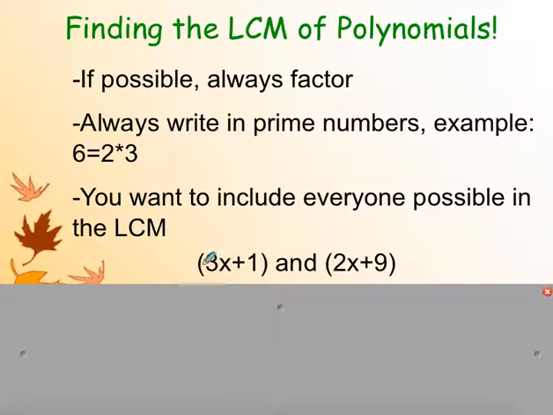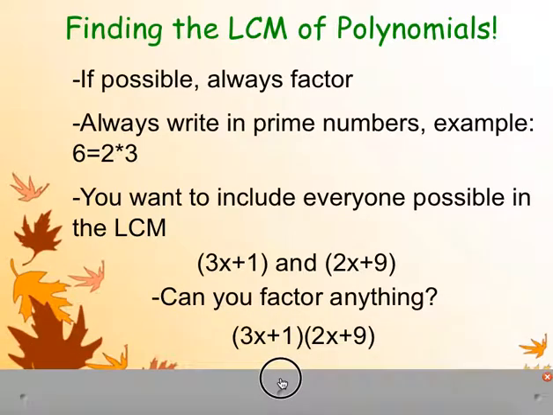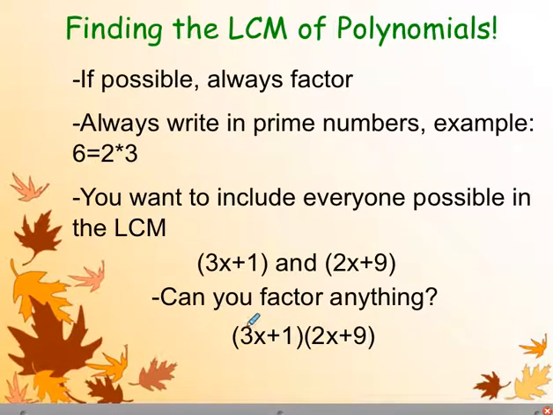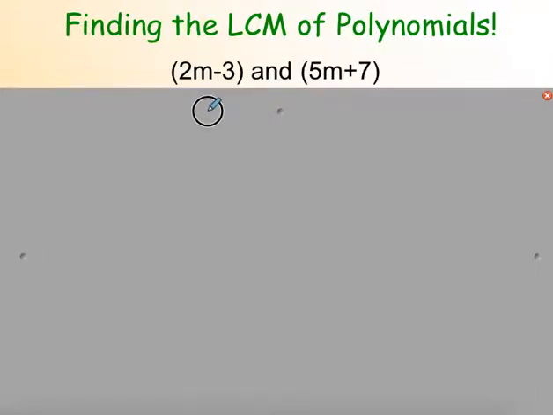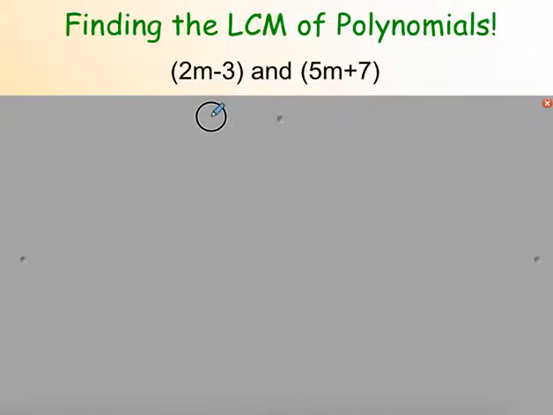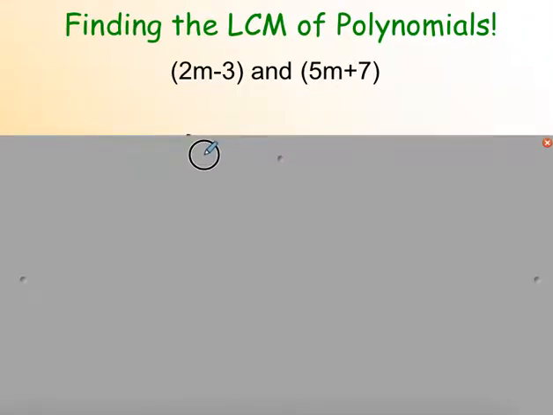So if we have something like 3x plus 1 and 2x plus 9, we can't factor either of those, but we have to represent both of them in our least common multiple. So we would multiply them together. Okay? And you can use your multiplication of binomials to multiply that out using things like FOIL or a box method. Okay, so finding the least common multiple of these two, 2m minus 3 and 5m plus 7, well, we can't factor anything, so we just multiply them together. So our least common multiple is 2m minus 3 times 5m plus 7.